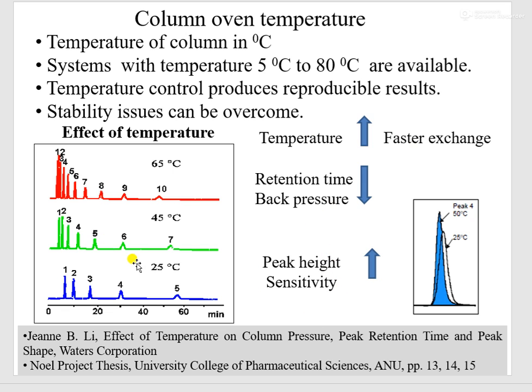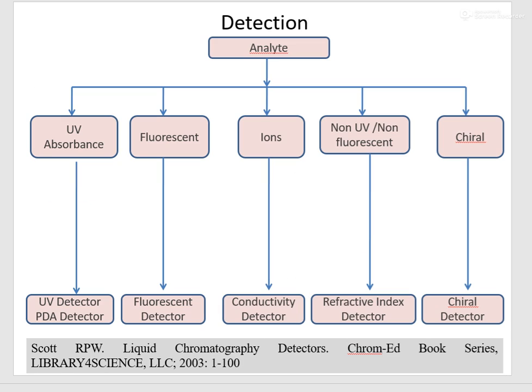You can see from this chromatogram at 25 degrees centigrade, the same sample is injected, only 5 components are visible, but as you increase the temperature, the components are well separated. Here they are hidden. So with increase in temperature, you can increase the resolution and you will get better separation.